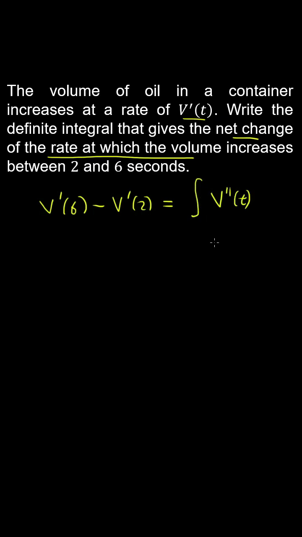The volume of oil in a container increases at a rate of v dash t, and write the definite integral that gives the net change of the rate at which the volume increases between 2 and 6 seconds. So the change in the rate between 2 and 6 seconds can be written as follows, and that's thereby equal to the area under the rate of the rate curve. So basically you differentiate this function and then get the area under the curve by integrating from 2 to 6 seconds. And that's our integral.